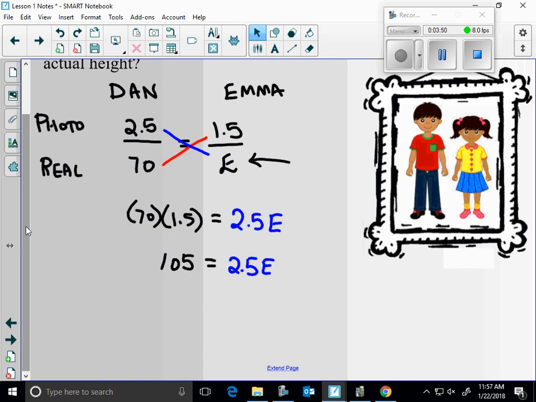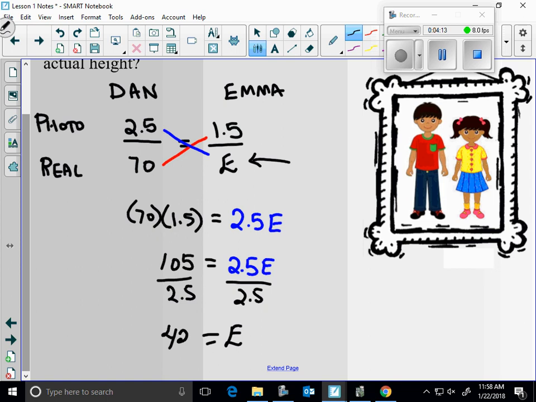Let's divide both sides by 2.5 and see what we get. 105 divided by 2.5, using my trusty little TI-30XIS. So E is, what is that? 42. So what does that mean? E is 42. Well, she has a name, people. Her name is Emma, and she's 42 inches tall.